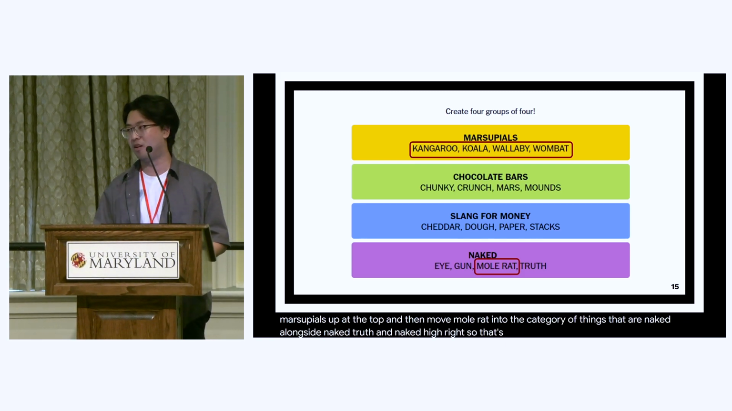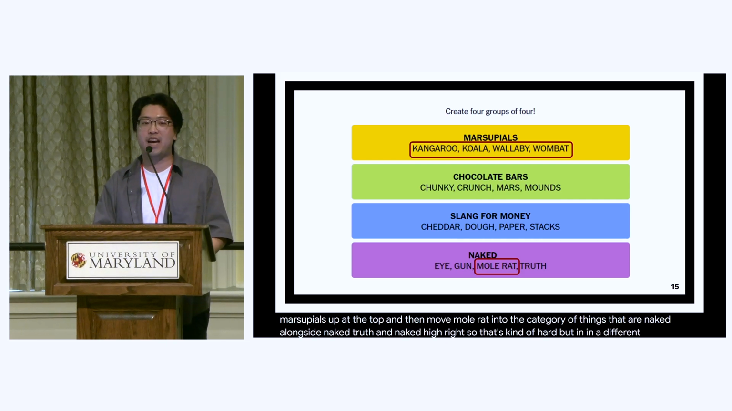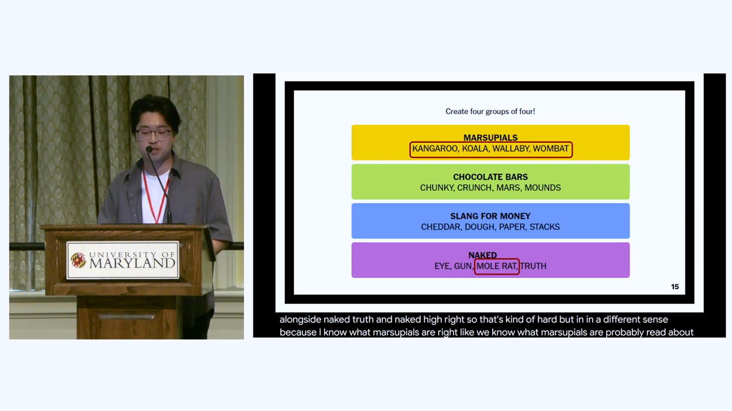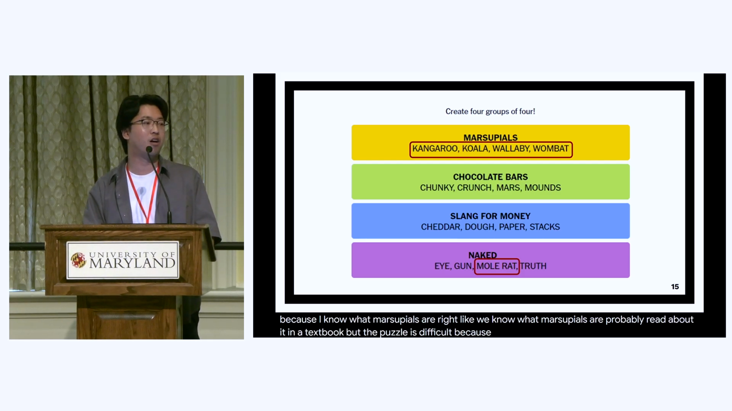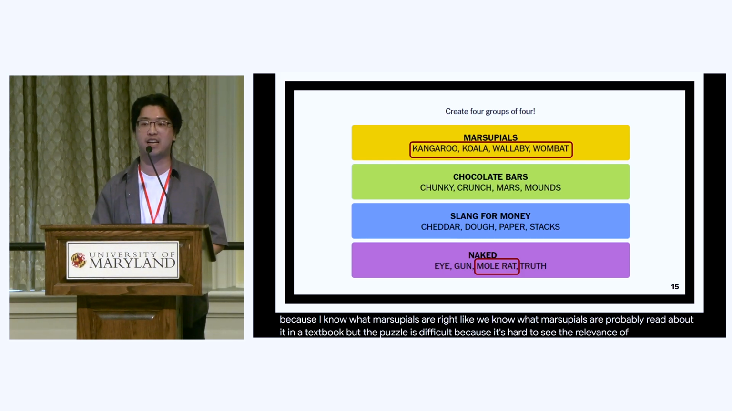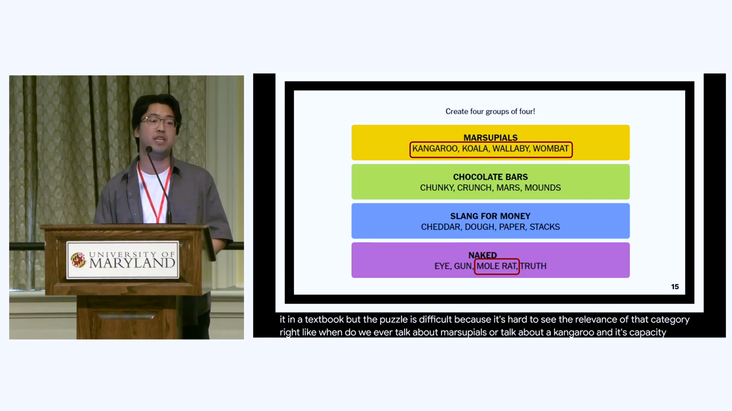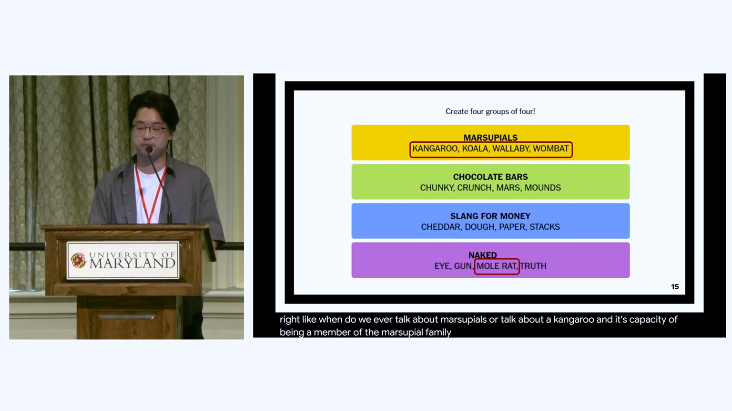So that's kind of hard, but in a different sense, because I know what marsupials are, right? We know what marsupials are, we probably read about it in a textbook, but the puzzle is difficult because it's hard to see the relevance of that category, right? When do we ever talk about marsupials or talk about a kangaroo in its capacity of being a member of the marsupial family?